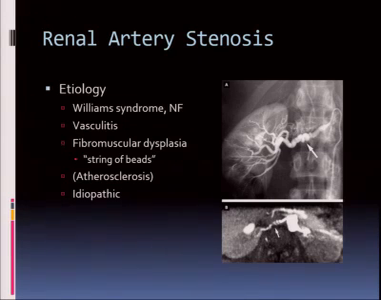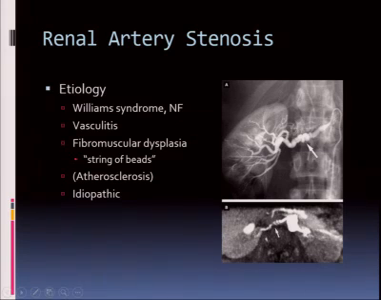Etiologies of renal artery stenosis. As I mentioned previously, there are a variety of syndromic associations, including Williams syndrome and neurofibromatosis. Many, almost all vasculitides can affect the renal artery. These are systemic vasculitis conditions. Fibromuscular dysplasia, certainly a diagnosis more common in adults, but something we do certainly see in children. This has a description of a string of beads appearance on imaging.